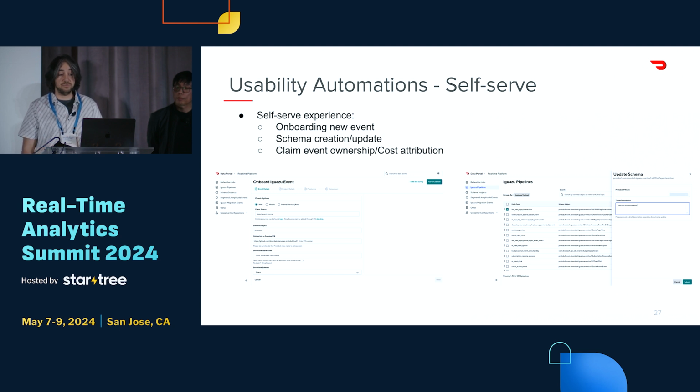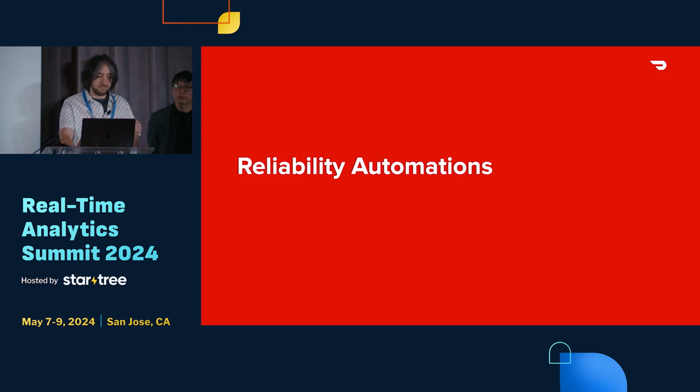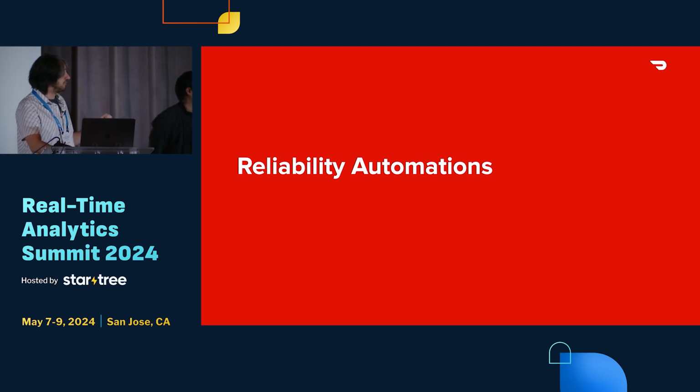So that allows us to triage things, like when there's a high cost coming in from a pipeline, we can know which team to reach out to. So that's all from my usability perspective, and I'm going to let Varun take back over on the reliability automation.